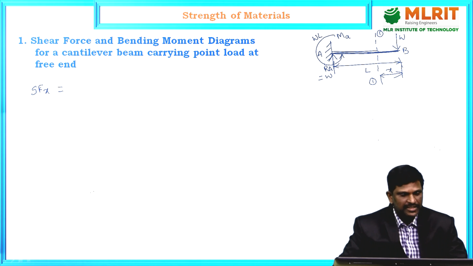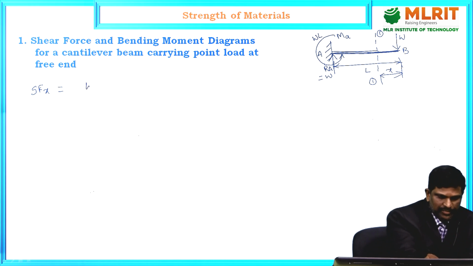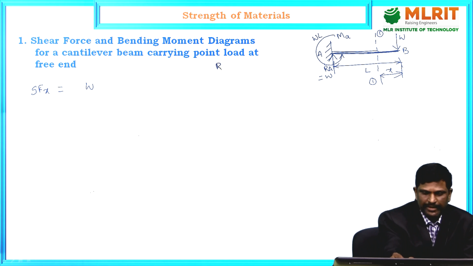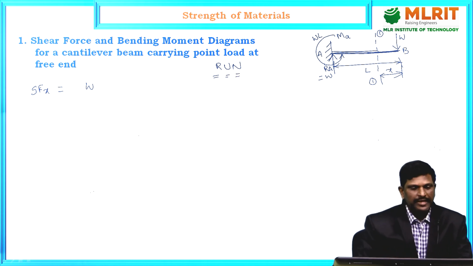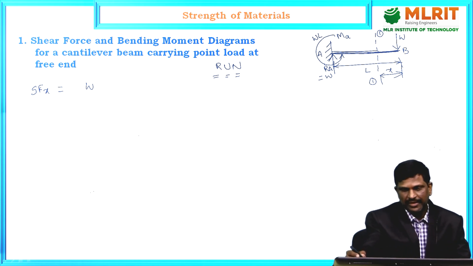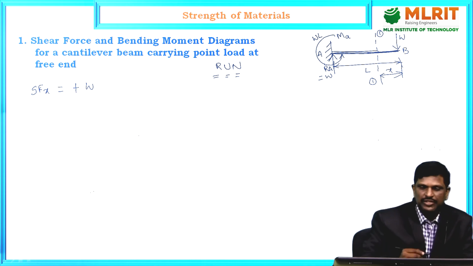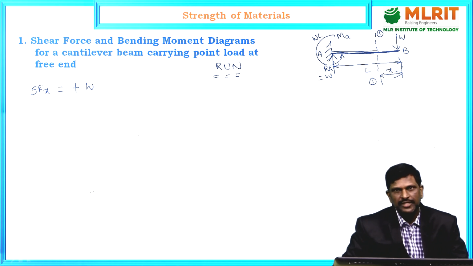The shear force at any section is given by the net force on the considered side. On the right side of the section we have only one load, that is W. Shear force at the section considered is W. To give the sign convention for the shear force, I use the acronym RUN: right side upward negative, and right side downward positive. Here W is acting in the downward direction, therefore the shear force is positive.